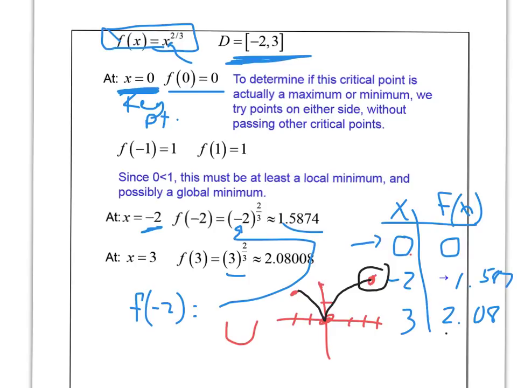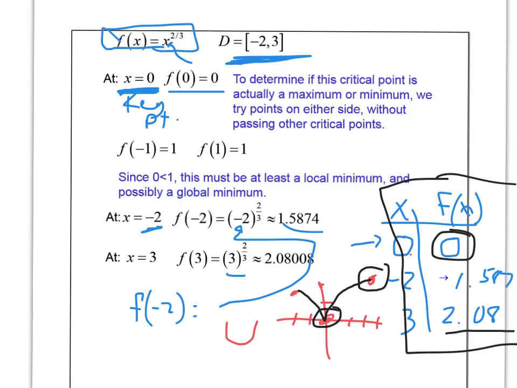Absolute maximum, because it's the highest y value. Absolute minimum, because it's the lowest y value. And if you notice, I'm going to summarize this again because you'll hear me say it about 800 times: you only care about when the derivative is 0 or undefined and the endpoints. And that's how you do a candidate test.